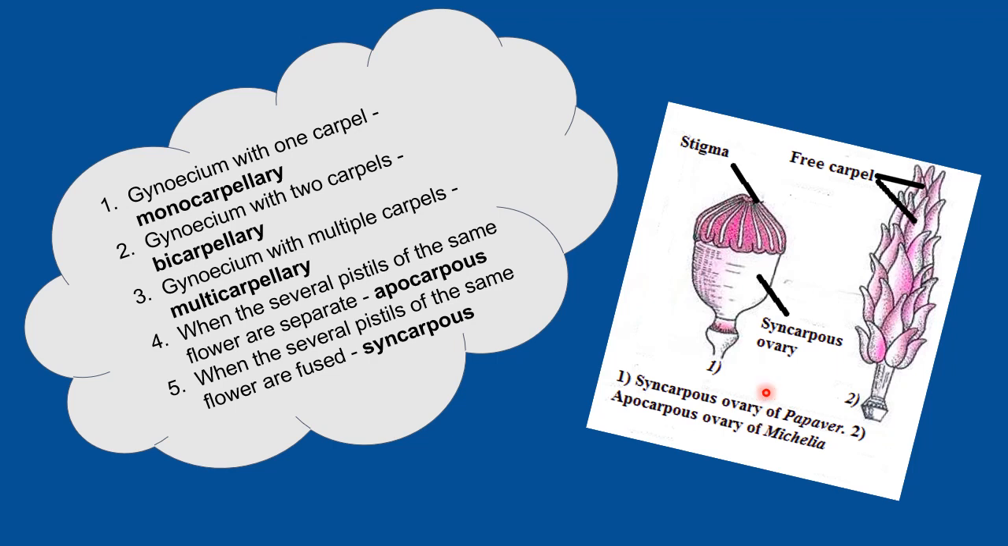The diagram first shows the syncarpous condition of Papaver. You will find the carpels are fused and not seen very clearly, but in the next diagram you will find free carpels, the carpels are almost free. An example is Michelia.